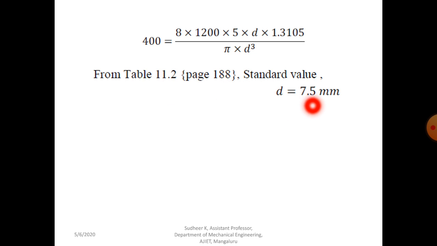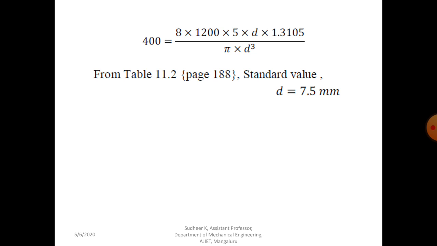So the nearer value you have to consider in that table. The table is nothing but 11.2. You can find this table in your data book from page number 188. So the nearer standard value from the table is 7.5 millimeter. So the diameter of the wire is 7.5 millimeter. From here onwards we have to use the standard value.